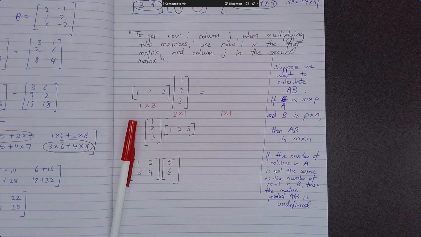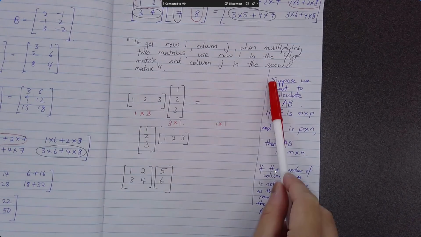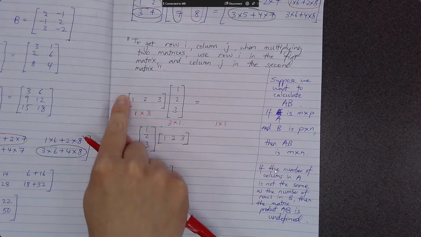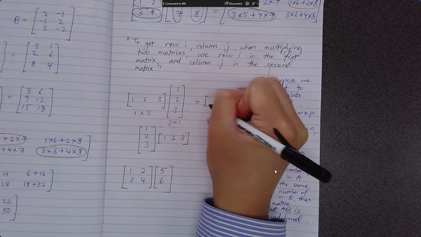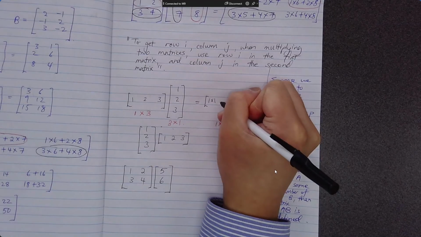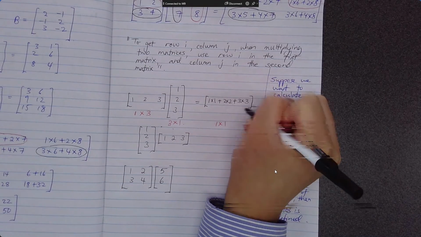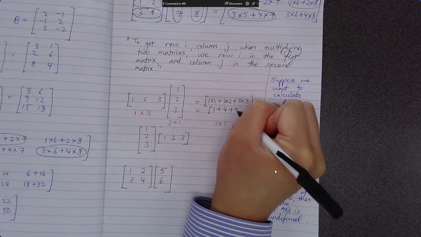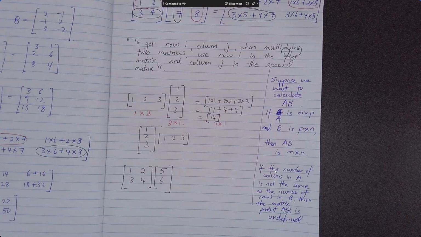Okay. So, let's apply this definition now. To get row 1, column 1 in my answer, use row 1 in the first matrix and column 1 in the second matrix. So it's literally just going to be 1 times 1 plus 2 times 2 plus 3 times 3. 1 plus 4 plus 9. 14.